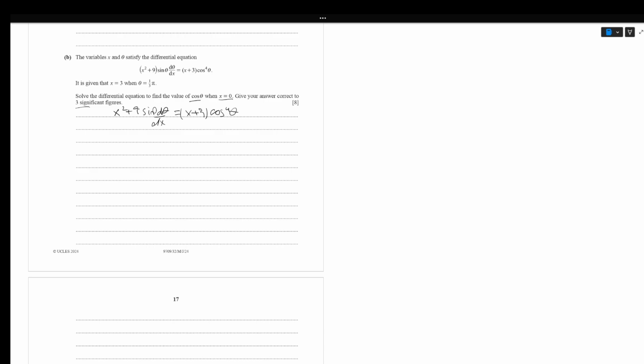सेपरेशन ऑफ वेरिएबल्स करेंगे इसमें, तो मैं इसको नीचे ले आऊँगा और इसको इधर ले आऊँगा. So what I have is sin theta over cos 4 theta d theta is equal to (x plus 3) over (x square plus 9) dx. अब इस चीज को मैं लिख सकता हूँ sin theta sec 4 theta d theta is equal to (x plus 3) over (x square plus 9) dx.